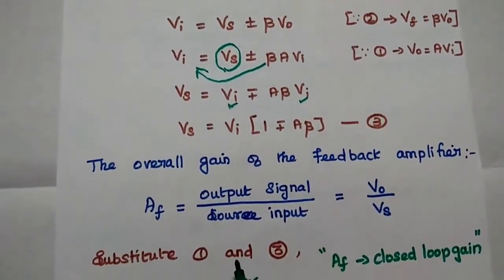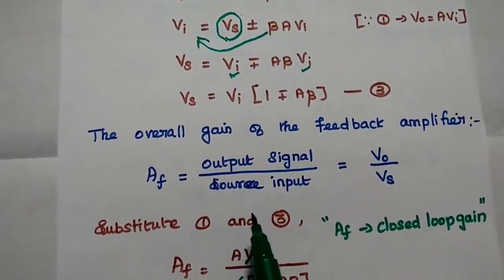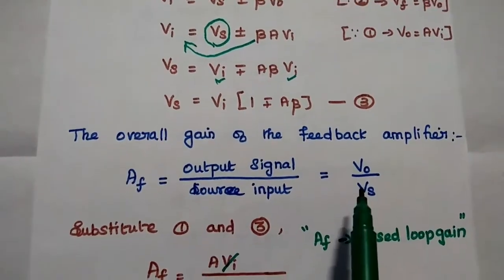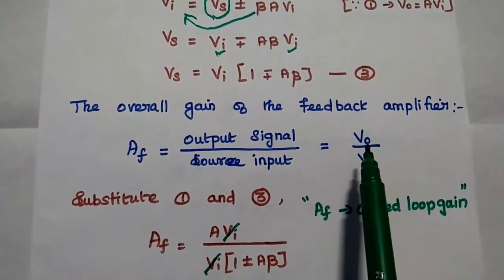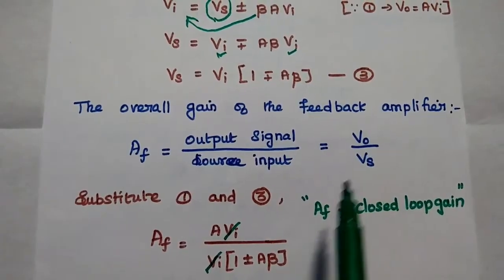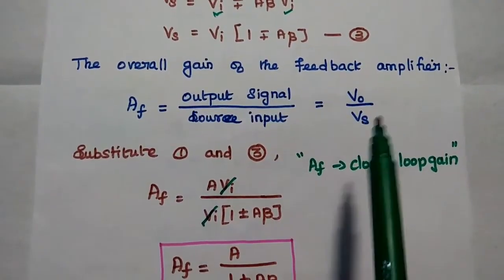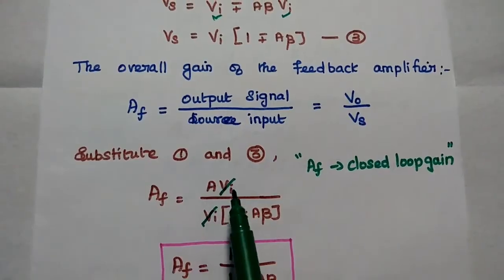So here the overall gain of the feedback amplifier is nothing but V0 by Vs. We are going to substitute the values of V0 and Vs from the first and third equations here. So V0 is nothing but A into Vi.